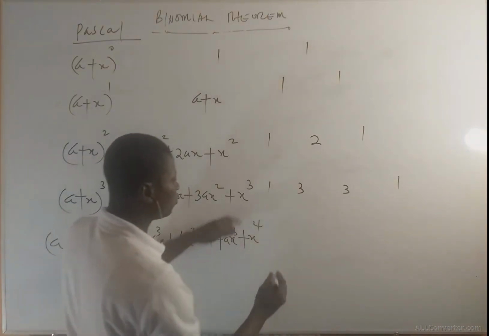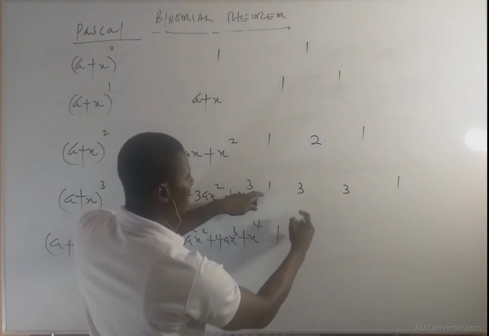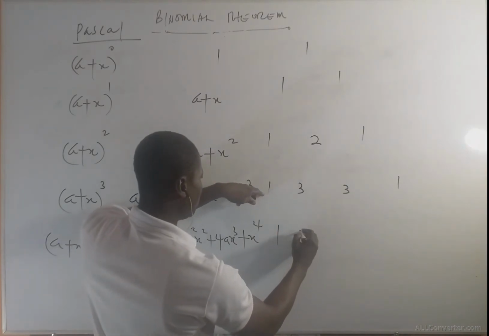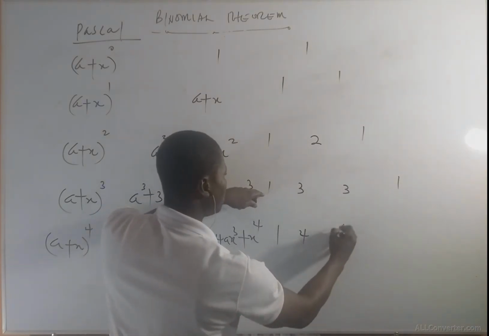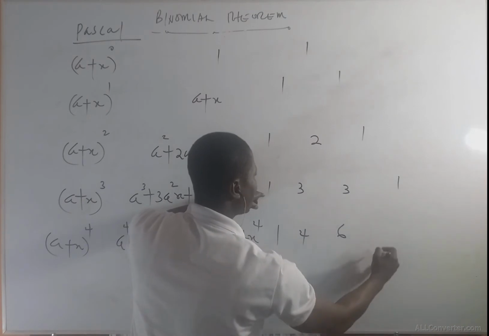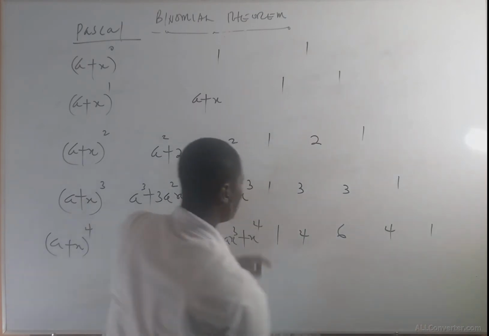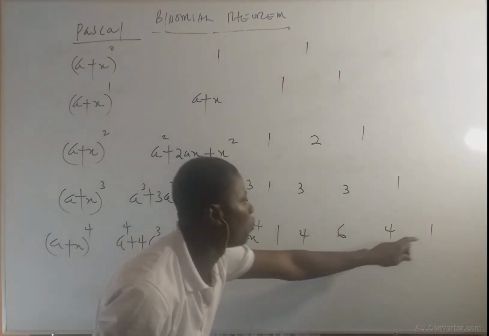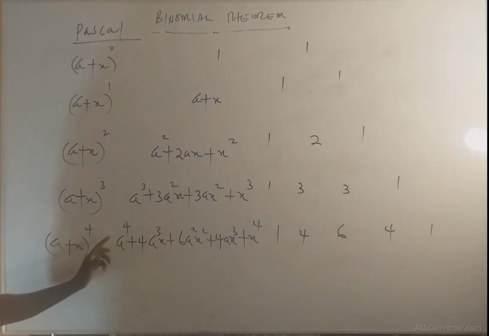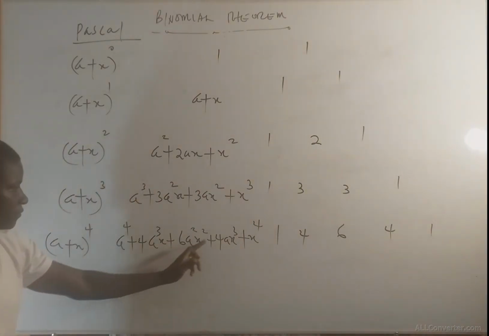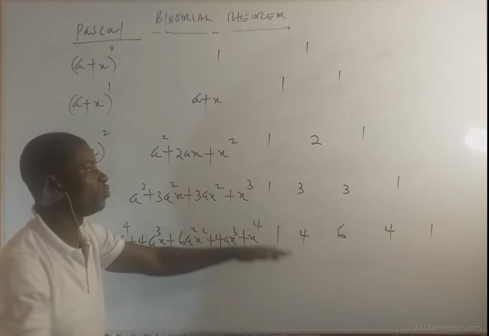How do we generate it? We start with 1. 1 plus 3 will give us 4. 3 plus 3 will give us 6. 3 plus 1 will give us 4. Then we end with 1. So we have 1, 4, 6, 4, 1. And that's how we generate it. So you can generate it.